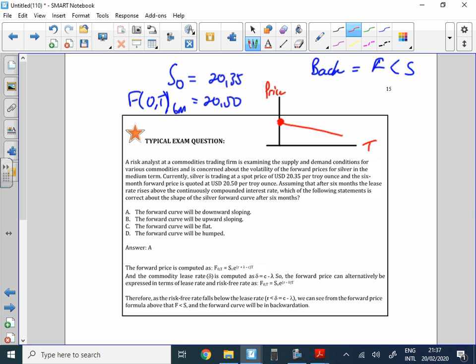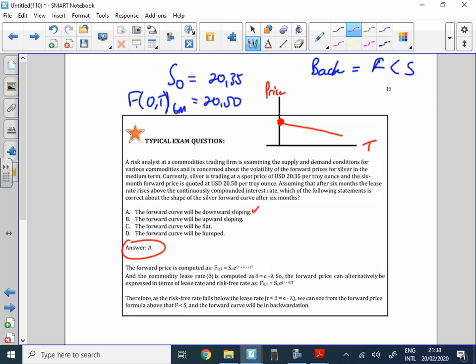Now that you've had a look at that, guys, you're looking for a downward sloping curve. So you would pick A. Am I right? Okay. A, and your answer would be right. B, upward sloping, that would be Contango. The curve will be flat. When will that be? When the two rates are exactly the same. When my continuously compounded rate of return is equal to my lease rate, etc.